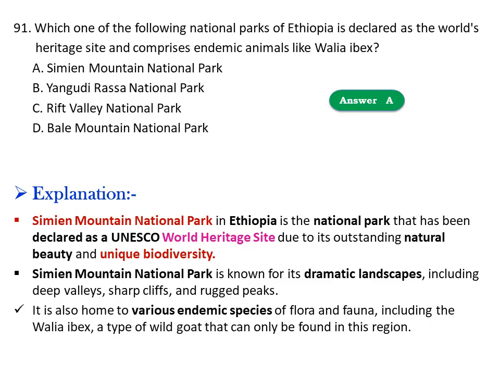It is also known for its dramatic landscape, including deep valleys, sharp cliffs and rugged peaks. It also hosts various endemic species of flora and fauna, including the walia ibex, a type of wild goat that can only be found in this region.